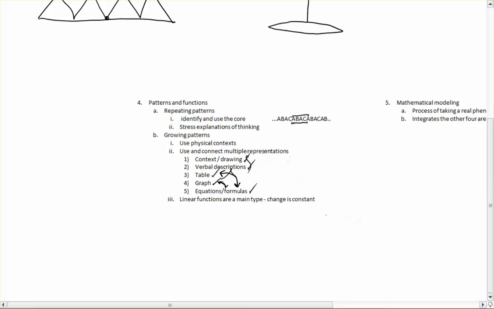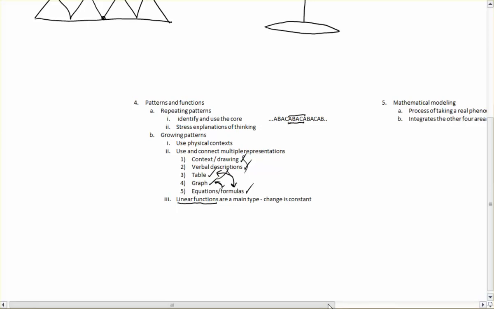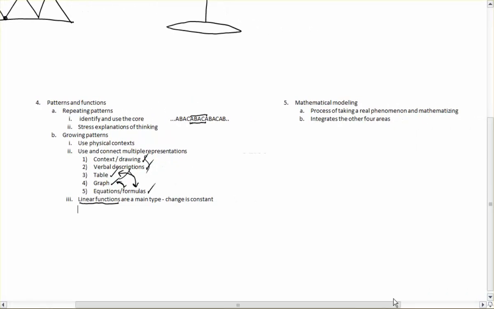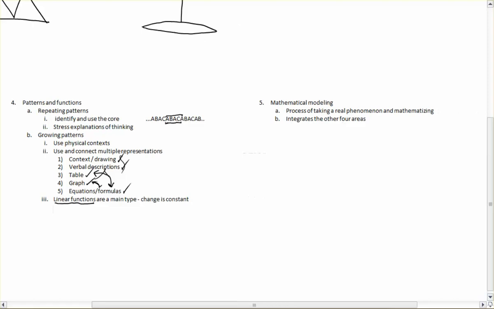One of the main kinds of growing patterns that kids will study in school are linear functions. It's the main study in an introductory algebra course. It's what happens a lot over and over again in this world. It's important for kids to see lots of linear functions where the change between each step is a constant. Last category, mathematical modeling, really brings all of these ideas together. It's the process of taking a real phenomenon and mathematizing it. In other words, paying attention to the mathematical structure of what's happening. And you have to draw on all 4 areas to do that. It's important for us to think about how to bring together all those areas and model real scenarios.